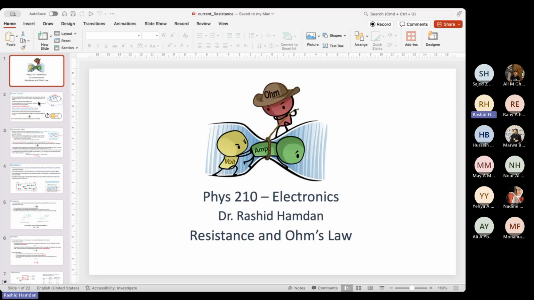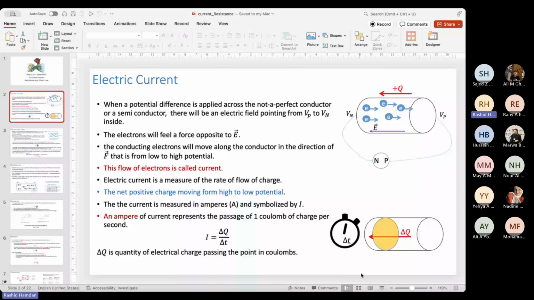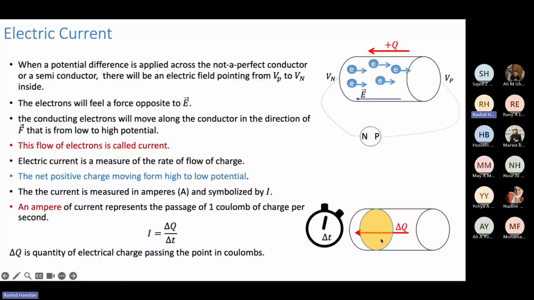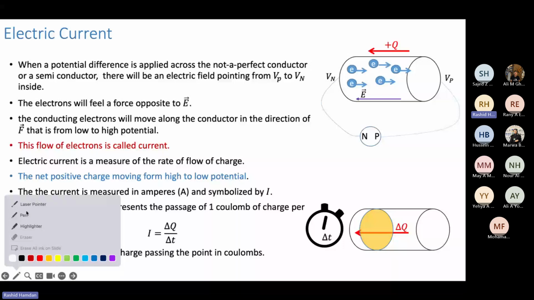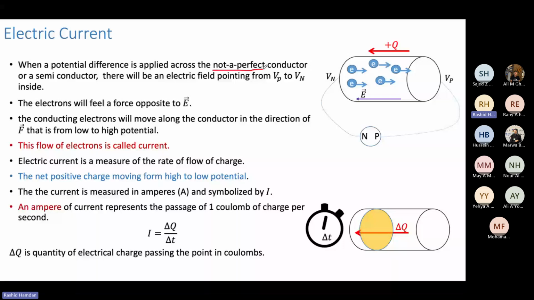Remember, we talked about a perfect conductor, a perfect piece of conductor, where the electrons or the charges are completely free to move, so they don't require any potential difference at all. But in real life, nothing is perfect. So what we're going to consider now is a piece of a non-perfect conductor, or an imperfect one, or a semiconductor.